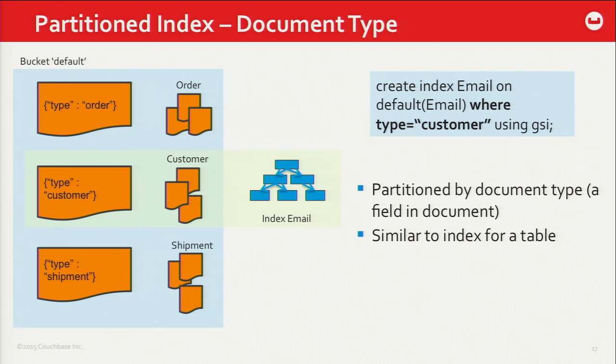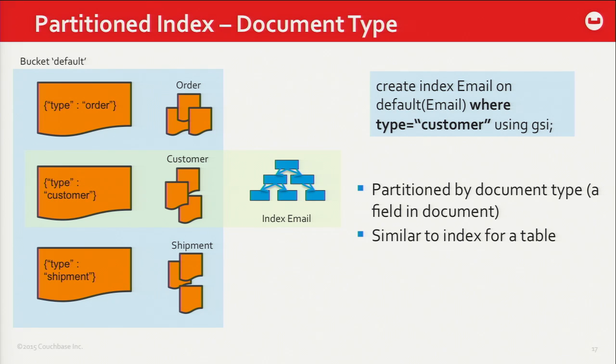In this case, I have a single bucket, which is called default bucket. This bucket itself has three different types of documents: order, customer, and shipment. At the same time, each document has an attribute called type. So you see there's order, customer, shipment. What I want to do is build an index for email, but I just want to build it on the customer document. The N1QL statement on the right-hand side, in the blue box, does that. You can say create index email on default, which is the bucket name, email, which is the field name, where type equals customer.